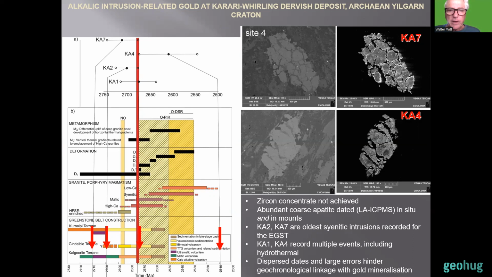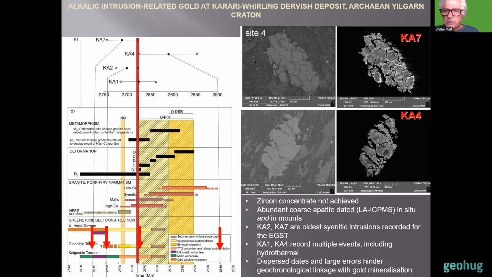The vertical red line on the figure on the left is at 2,675 million years and separates volcanism and early deformation from late deformation and regional metamorphism. Samples KA2 and KA7 are both older than 2675, even with their errors, and this makes them the two oldest syenitic intrusions in the Yilgarn Craton, extending the currently known range to significantly earlier dates.